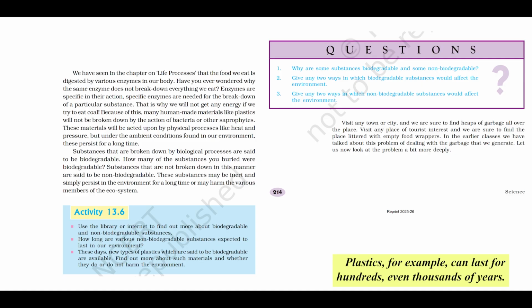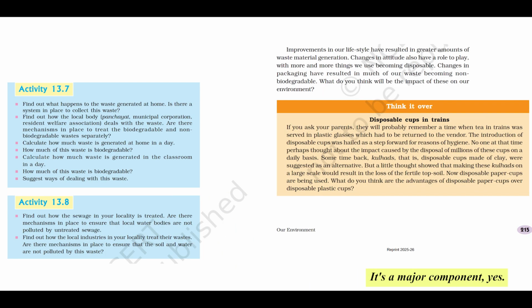Plastics, for example, can last for hundreds, even thousands of years. Other examples include glass bottles, metal cans, synthetic fabrics, styrofoam, most electronic waste components. They don't rot away. Right, plastic seems to be the biggest problem there. It's a major component, yes.